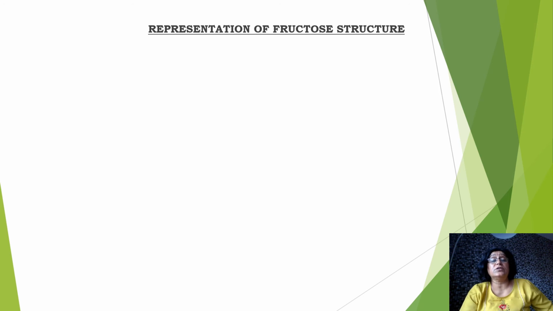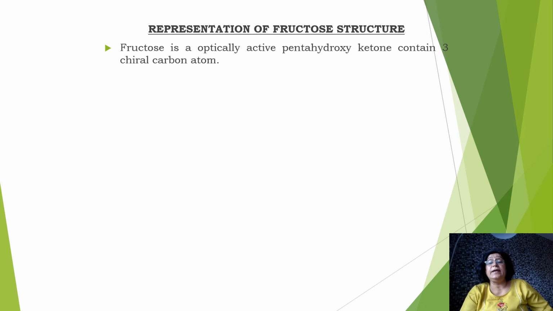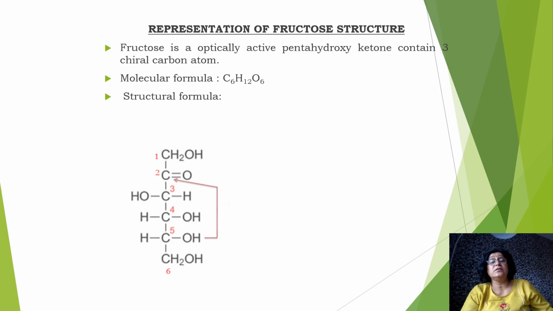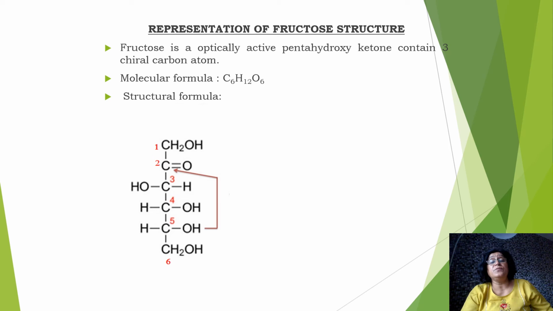Representation of fructose structure. Fructose is an optically active pentahydroxyketone containing 3 chiral carbon atoms. The molecular formula is C6H12O6 and its structural formula is this. In this you observe that it contains how many carbons? 6 carbons, 2 primary alcoholic groups, 3 secondary alcoholic groups and 1 ketonic group.